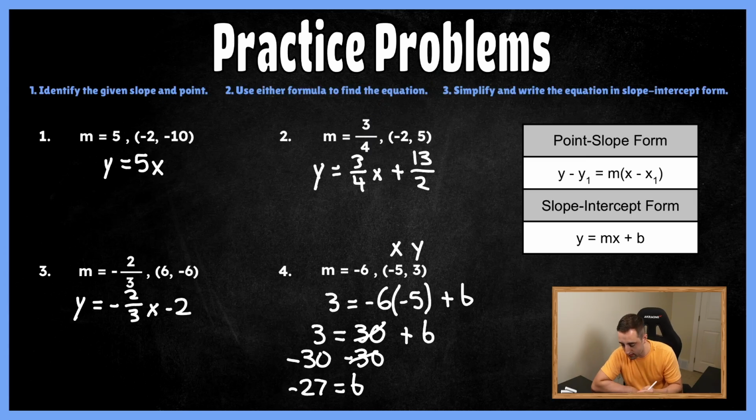Now let's go ahead and write in slope-intercept form, which is our equation of our line. Y equals negative 6x minus 27 for our final answer for number 4. If you went 4 for 4, very, very nice job.